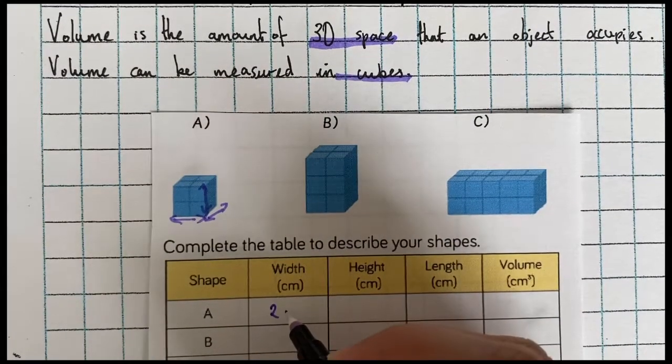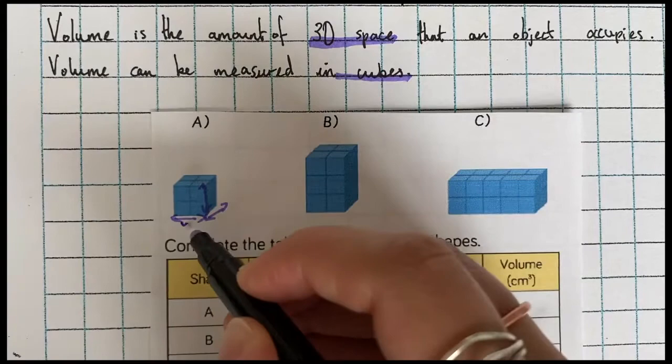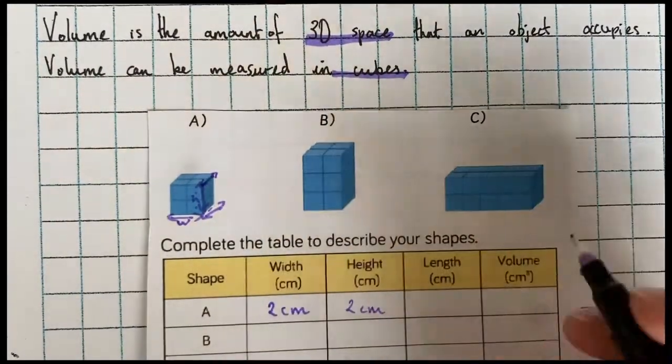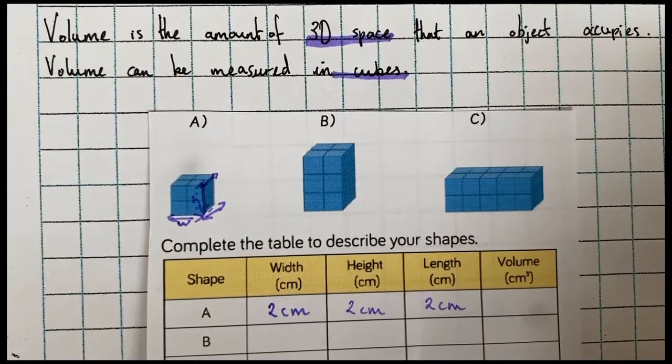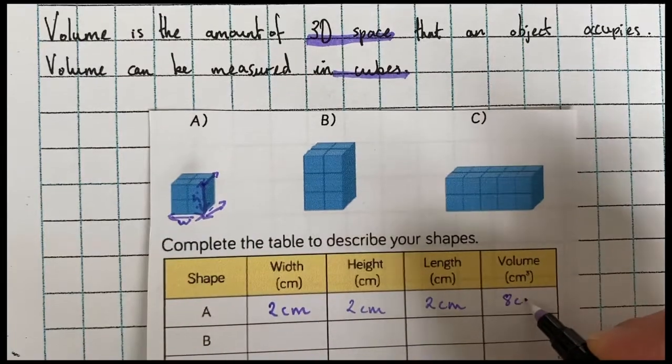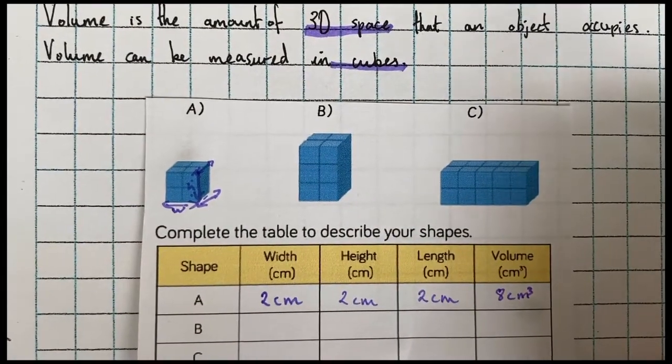The width here is 2 centimeters. The height is also 2 centimeters. And the length is 2 centimeters. Now, if you count the cubes in that shape, you will find that there are 8 cubes. So we say that the volume is 8 centimeters cubed.